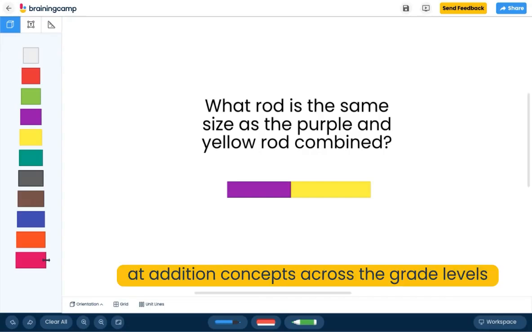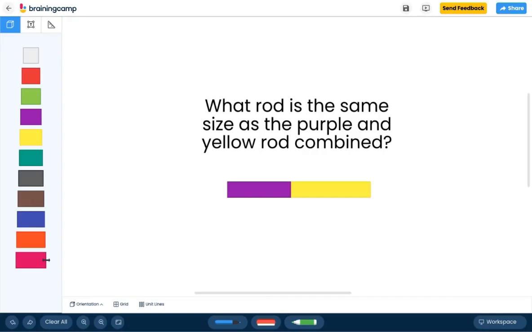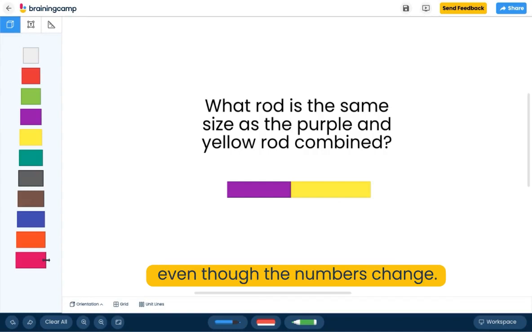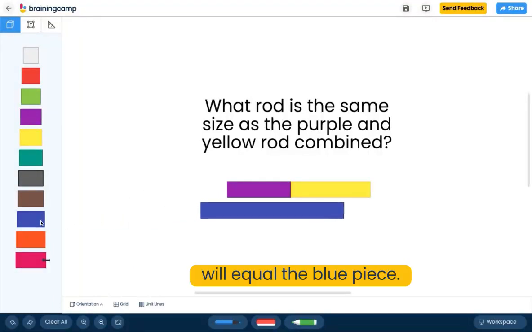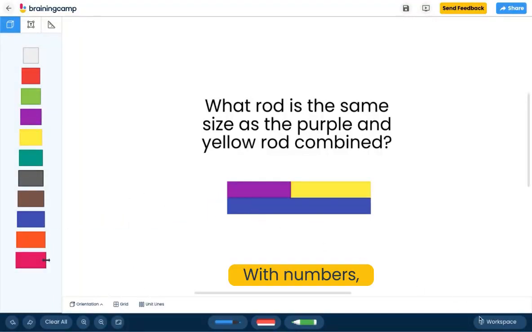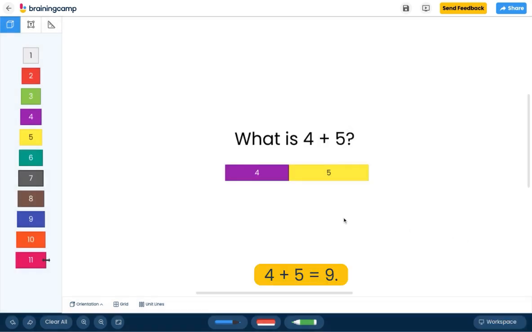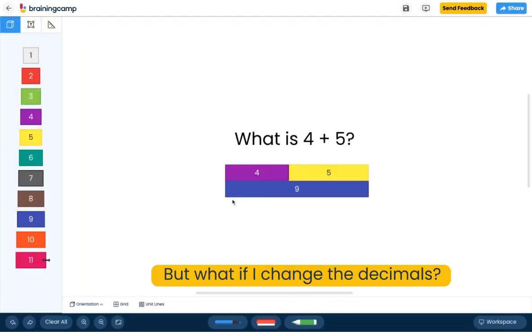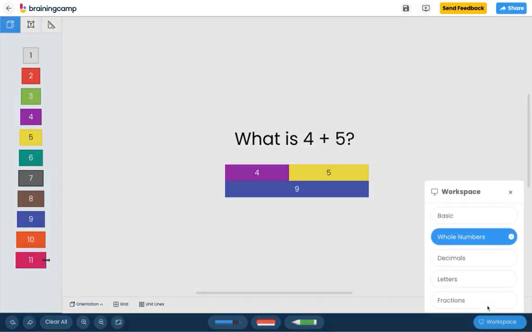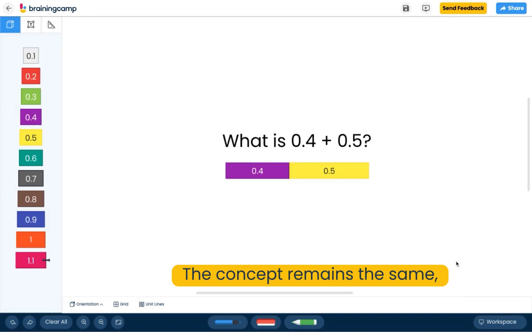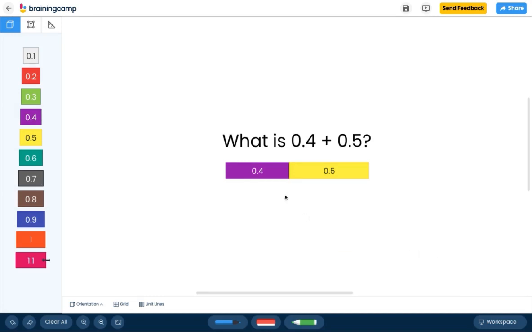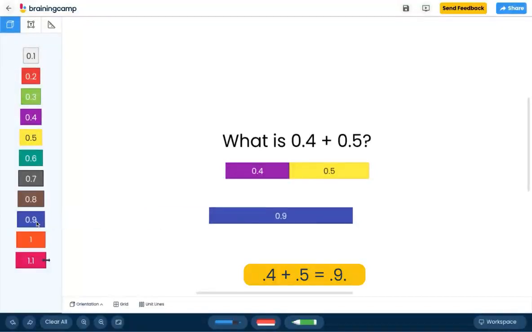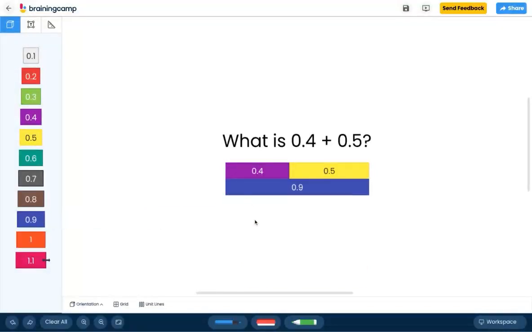Let's take a look at addition concepts across the grade level and how they stay the same even though the numbers change. Without numbers, purple plus yellow will equal the blue piece. With numbers, 4 plus 5 equals 9. But what if I change to decimals? The concept remains the same, but the numbers change. 4 tenths plus 5 tenths equals 9 tenths.